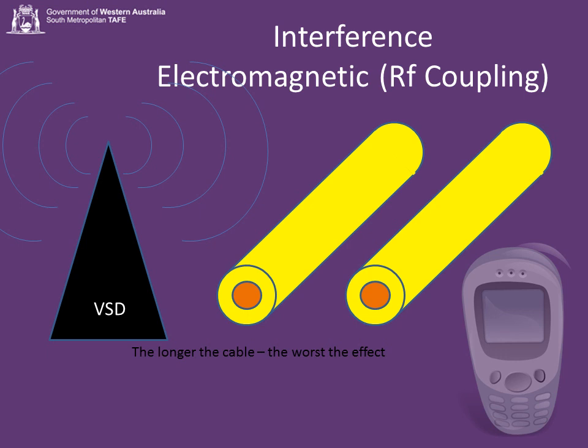Another form of magnetic coupling is electromagnetic RF coupling, RF being radio frequency. This is when a radio frequency induces interference in our signal cables. The worst things for doing this are mobile phones and badly installed VSDs. They can induce so much error signal into our cables that we get completely false readings.